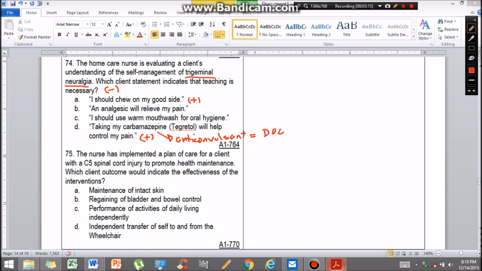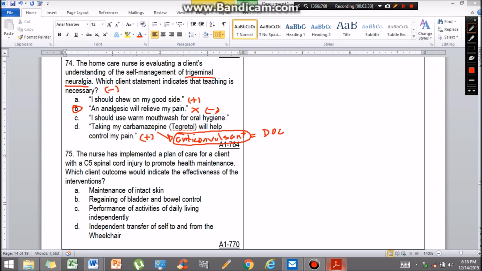So, between B and C, the answer here is B. Teaching is further needed when the client says, an analgesic will relieve my pain. No, it does not. This is a negative response because the pain in trigeminal neuralgia can only be relieved by anticonvulsant. So, B is the answer.